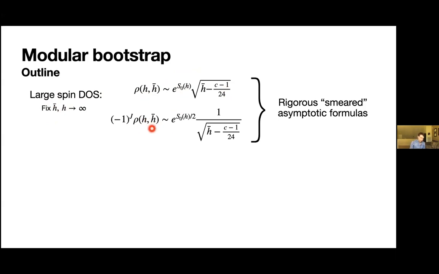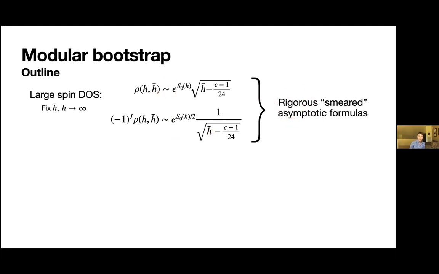But we can also consider the density of states weighted by (-1) to the spin, so the even spins minus the odd spins. And there's a different sort of Cardy formula for this. So the first thing to do is to actually describe a rigorous sense in which these asymptotic formulas hold.